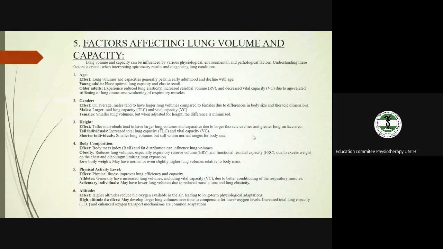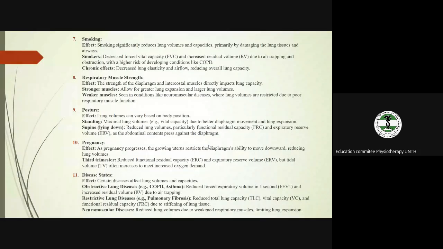The people that smoke, smoking frequently reduces lung volume, it reduces capacity, primarily by damaging the lung tissue and airways. Anybody that is smoking is damaging the lung, it will reduce the total lung capacity and the vital capacity. Smokers decrease forced vital capacity and increase residual volume. When the smoker breathes out air during spirometry, there will be residual air, just like in asthma, because of the obstruction there.